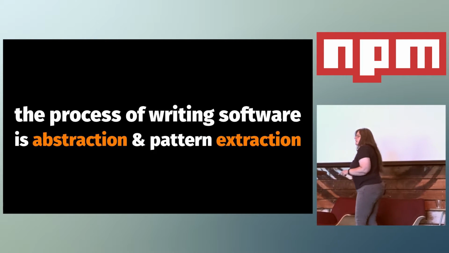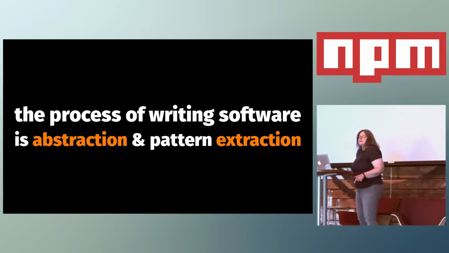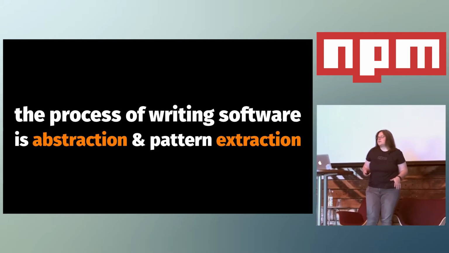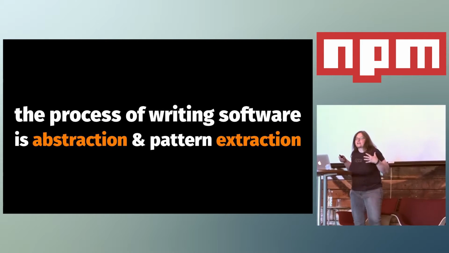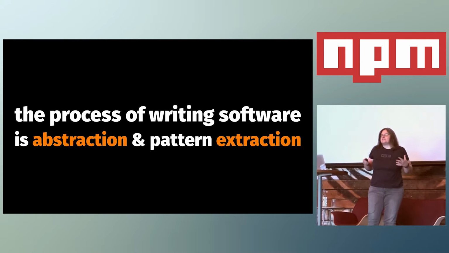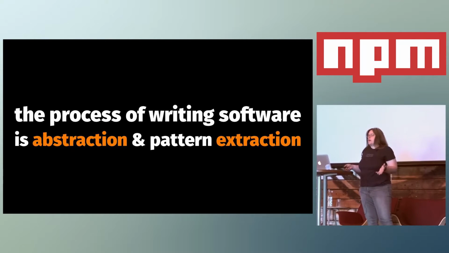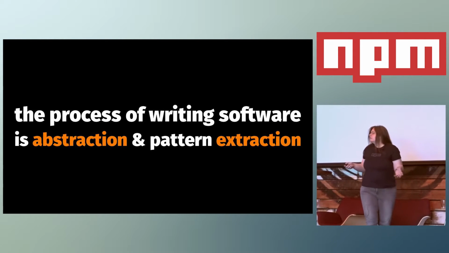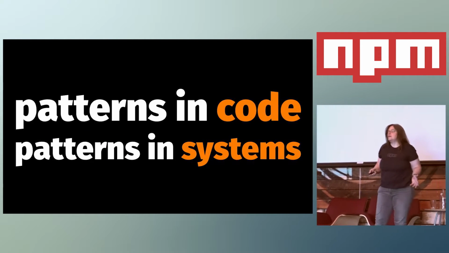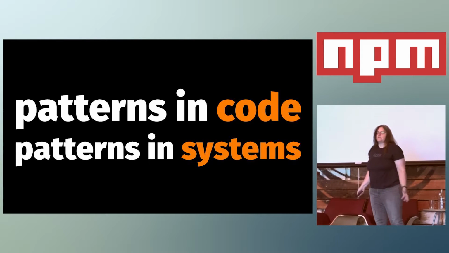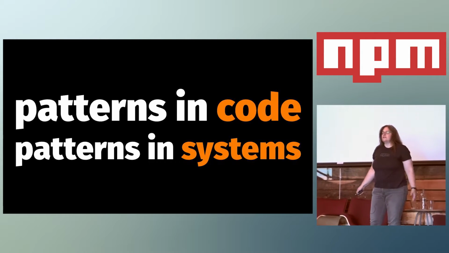The process of writing software is a process of abstraction and then pattern extraction from the abstractions that we see. We as software engineers are obsessed with finding patterns. So we do it in software, we do it in code, and we do it in the systems that we build on top of the code.